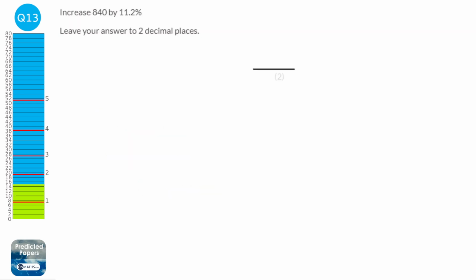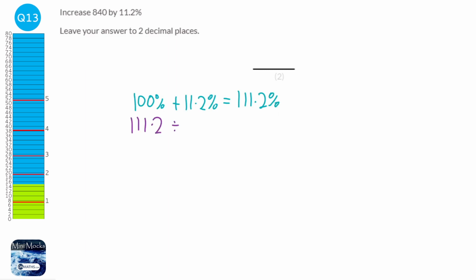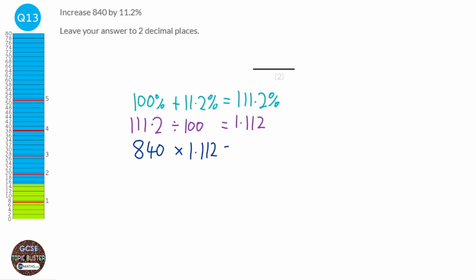So we're going to find out the multiplier first. We do that by starting with 100%, and it says it increased by 11.2%. So we're just going to add 11.2%, which will give us 111.2%. Then we're going to make that into a decimal by dividing by 100, and this will make it into a multiplier. So it's 1.112. That's our multiplier, and the beauty of a multiplier is all we do is we get our amount, which is 840, and multiply it by the multiplier, and it will do all the hard work for us and give us the answer of 934.08.